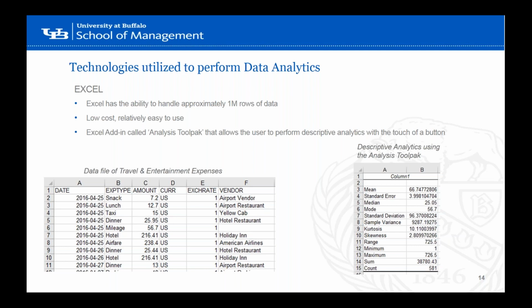There's also some add-ins. There's an Analysis ToolPak which allows you to, with the click of a button, perform some things like descriptive analytics. So you see, and I use a consistent file throughout with the different technologies, there's a data file of travel and entertainment expenses, and then you can see to the right-hand side the descriptive analytics that populated through the Excel add-in. So we're still able to do quite a bit.